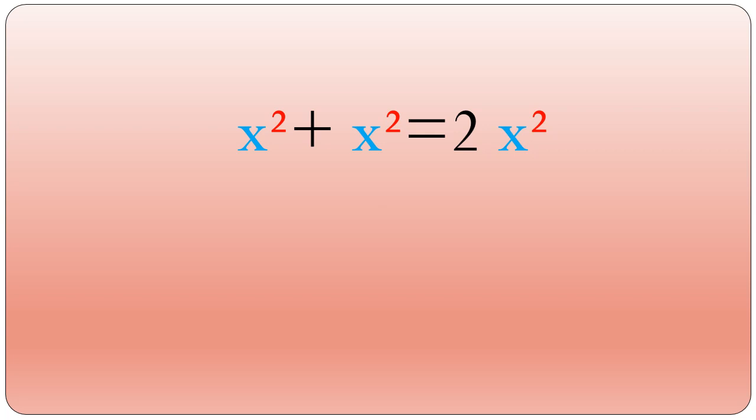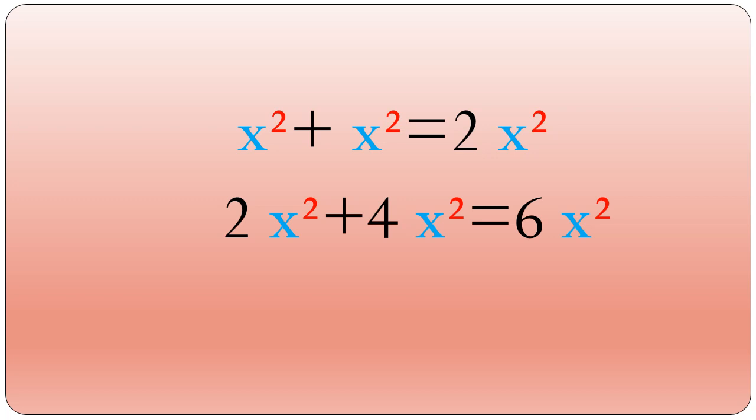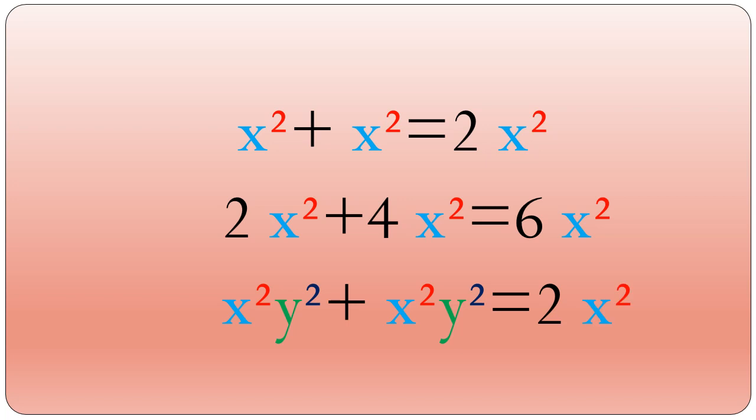Take another example, which is 2x square plus 4x square. Here we again add the coefficients of both expressions, which are 2 and 4, and we got 6x square. Here is another example, x square y square plus x square y square. After adding, we got 2x square y square.